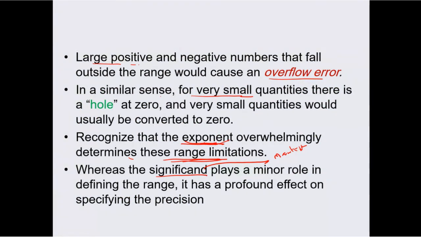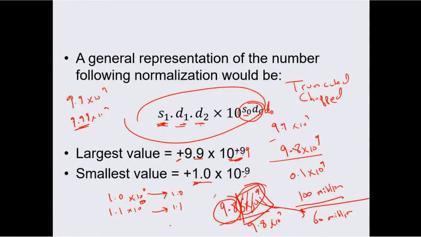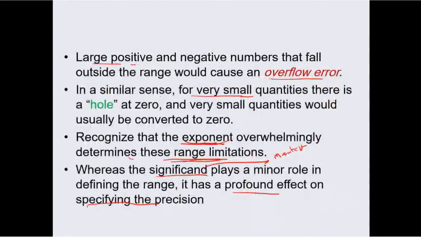However, the significand has a profound effect on specifying the precision. The more digits you allow for the significand, the more precision you can have in your values, because you are going to have more significant figures in the values.